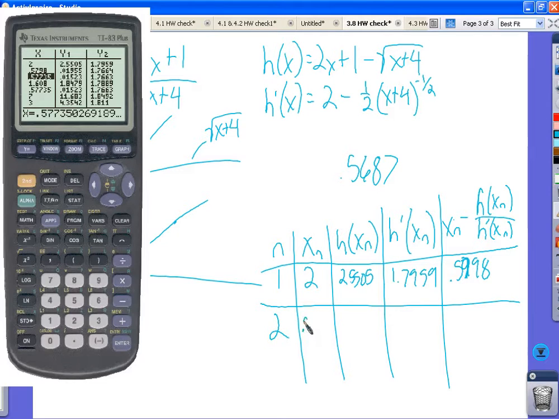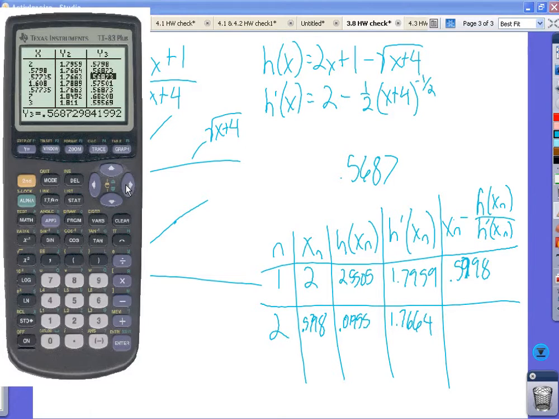Look at that, with 0.5798, which gives us 0.01955, 1.7664, and moving over, 0.56873. This is way easier than what I did.